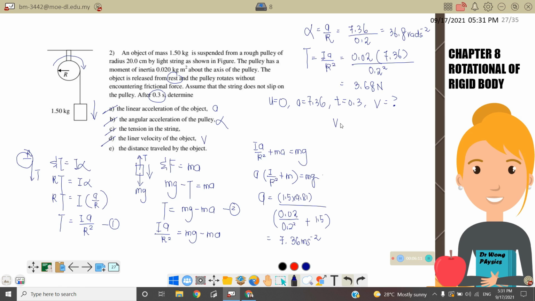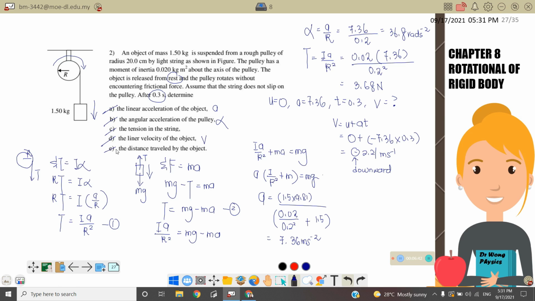So v equals u plus at. Substitute into the equation: u is 0, plus a, which is negative because it's acting downward, the motion is downward. So a is negative 7.36 times 0.3. So our velocity is equal to negative 2.21 meter per second. The negative here shows that the direction of the linear velocity is downward.